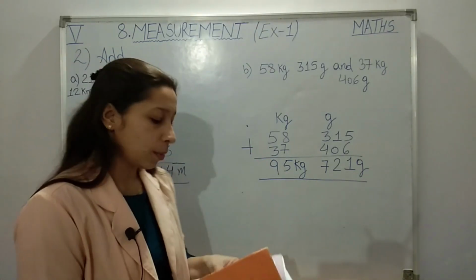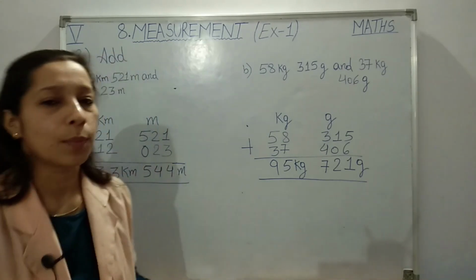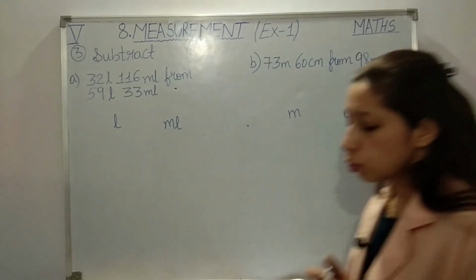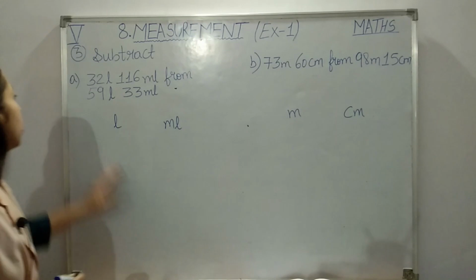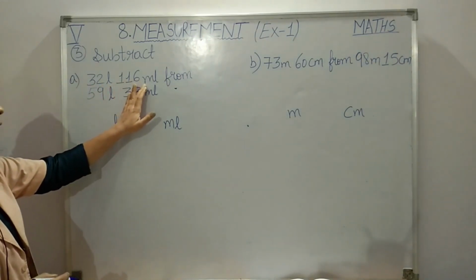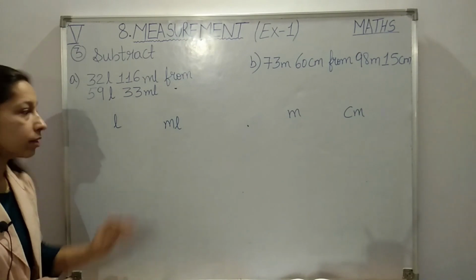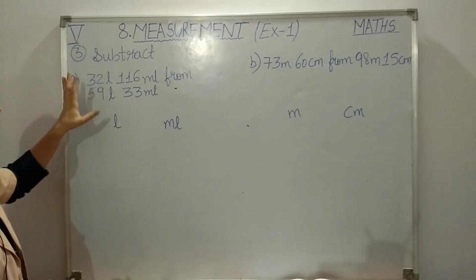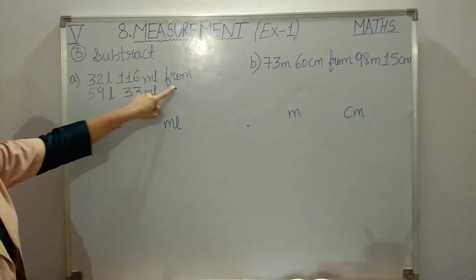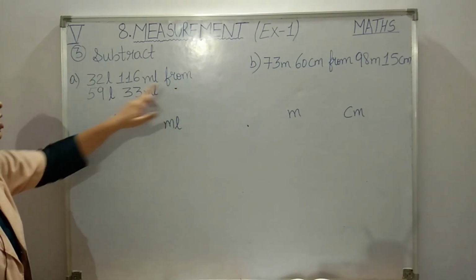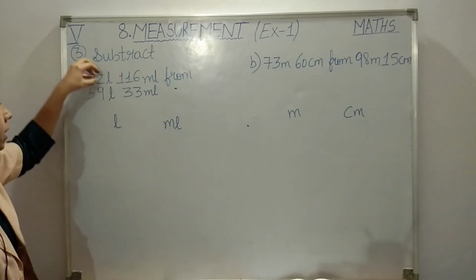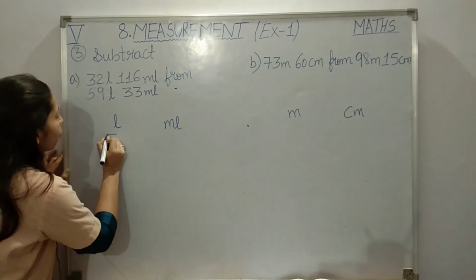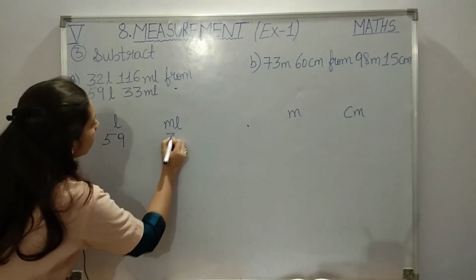Now let us quickly see question number 3, subtract. Note it down, then we'll see subtract. So students, question number 3, subtract. First point, 32 liters, 116 milliliters from 59 liters, 33 milliliters. So again, first we'll make columns here, liter and milliliter. We know that whenever a subtraction question is given, we have to write first the value which is given after from. So here the second number will be written first. So here I will write 59 liters, 33 milliliters.